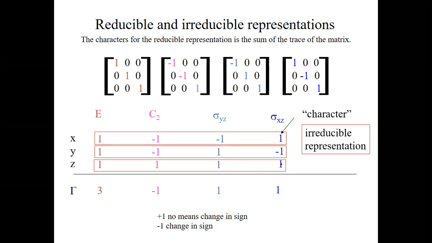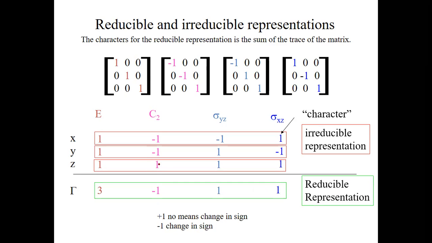These are just irreducible representations for the x, y and z characters, and the numbers tell you basically whether the algebraic sign of the coordinate is being changed. If it's changed, then the character is minus 1, and if it's not changed, then the character is plus 1. All right, so this is here called the reducible representation.